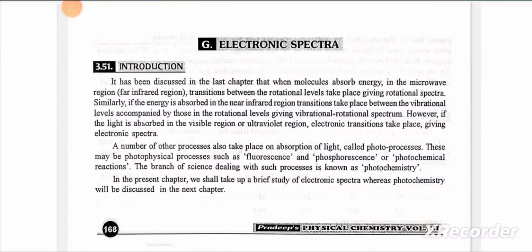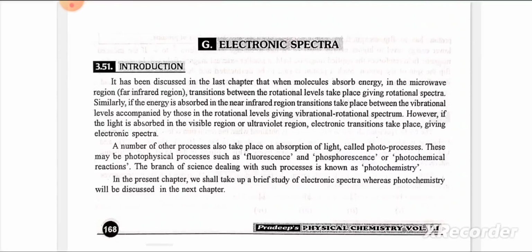Electronic spectra. Introduction. It has been discussed in the last chapter that when molecules absorb energy in the microwave region, far infrared region, transition between the rotational levels takes place, giving rotational spectra. Similarly, if the energy is absorbed in the near infrared region, transition takes place between the vibrational levels accompanied by those in the rotational levels, giving vibrational rotational spectrum. However, if the light is absorbed in the visible region or ultraviolet region, electronic transition takes place giving electronic spectra.